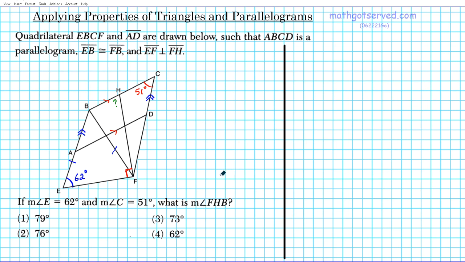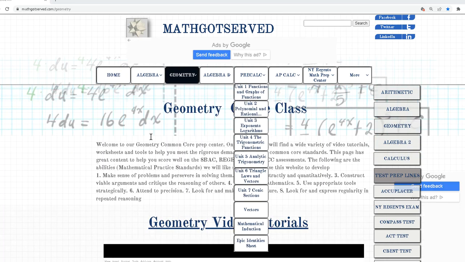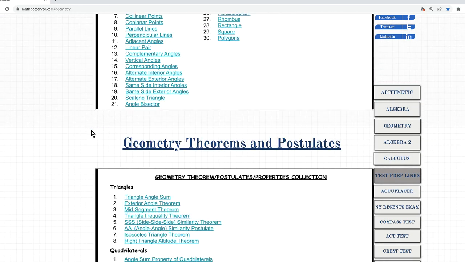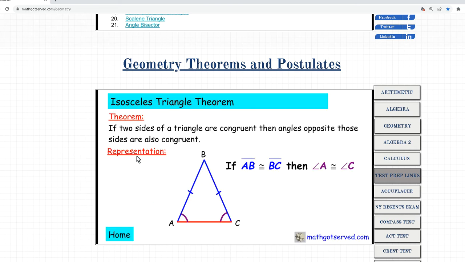Before we get started, we're going to go ahead and review three important pieces of information. One applies to triangles and the other two apply to parallelograms. So we're going to go to our website, mathgotserved.com, and then go to geometry. We can either click here or click here. This is our geometry site. If we scroll down, let's first go to the theorems and postulates. We're going to look at number 7 on the triangles, the isosceles triangle theorem. If we click on that, it reveals a very important piece of information.